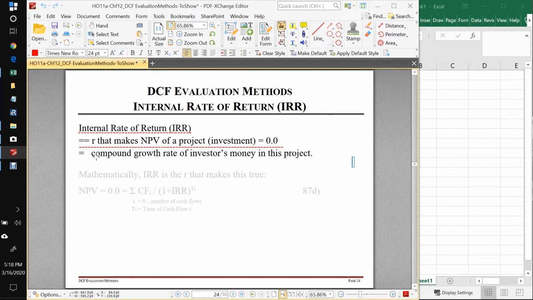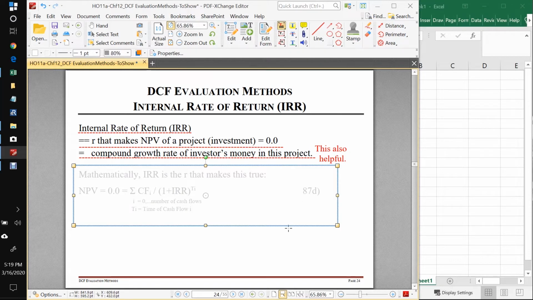And another way to think about it is it's the compound growth rate of an investor's money in this project. So you can think about it that way too. This is also very helpful. So I would recommend memorizing this too. So I'll put here that that's also a helpful way to think about it.